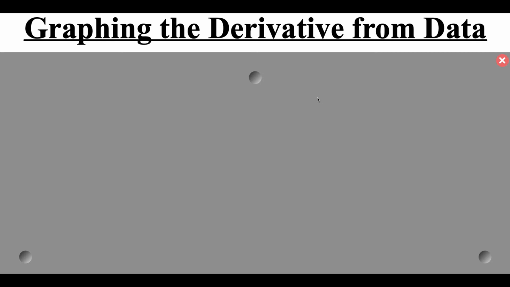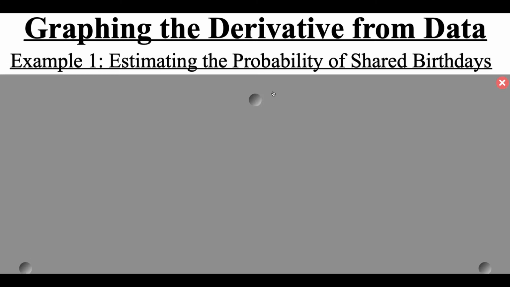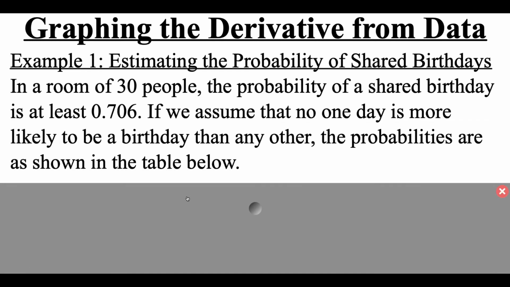But there is another way that we could look at using data points to help us come up with a derivative. So in this example, we're going to look at the probability of having a shared birthday depending on the number of people that you have in a room. So if you've got a room of 30 people, then the probability that there would be a shared birthday among the people in the room would be about 0.706, or about 70.6%.